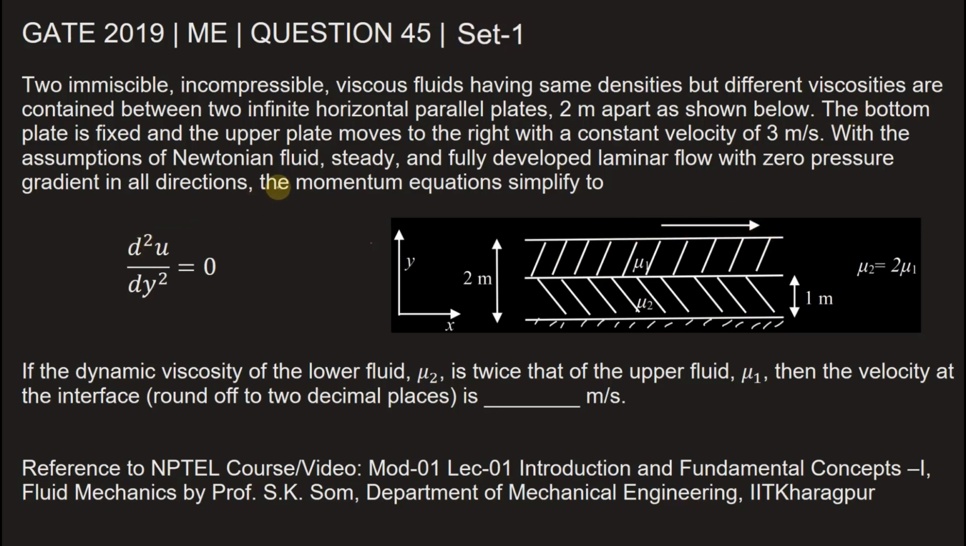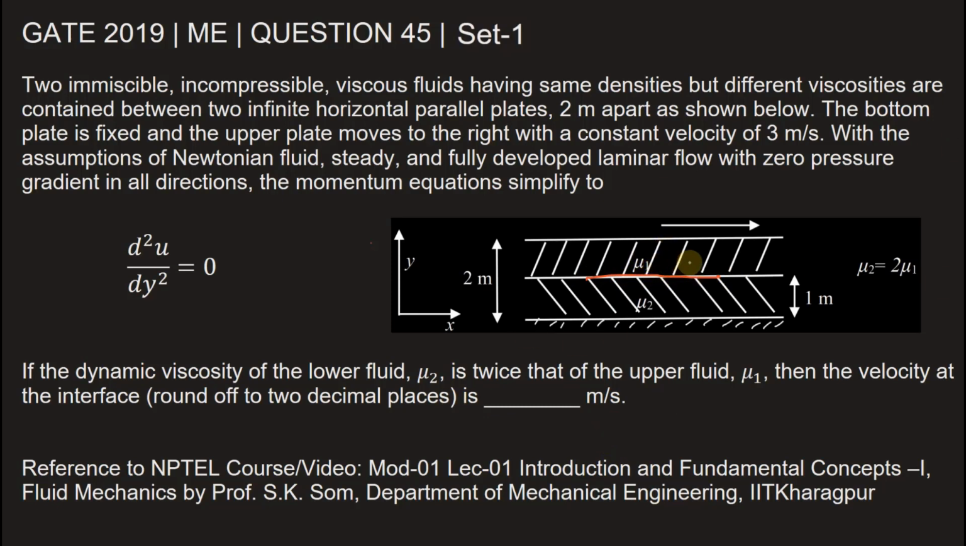With the assumptions of Newtonian fluid, steady and fully developed laminar flow with zero pressure gradient in all directions, the momentum equation simplified to d square u by dy square is equal to 0. If the dynamic viscosity of the lower fluid mu2 is twice that of the upper fluid mu1, then the velocity at the interface, rounded off to 2 decimal places, is dash meter per second. So we need to find out the velocity at this interface. We'll start by writing the given information.